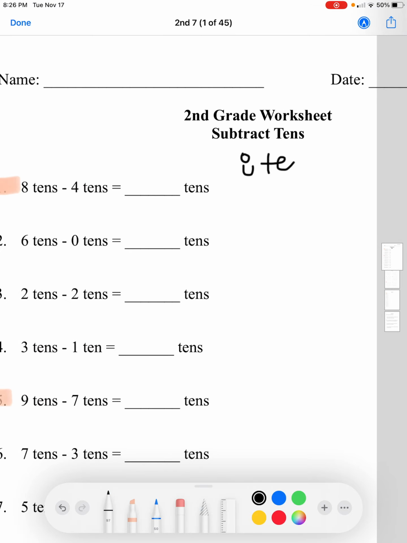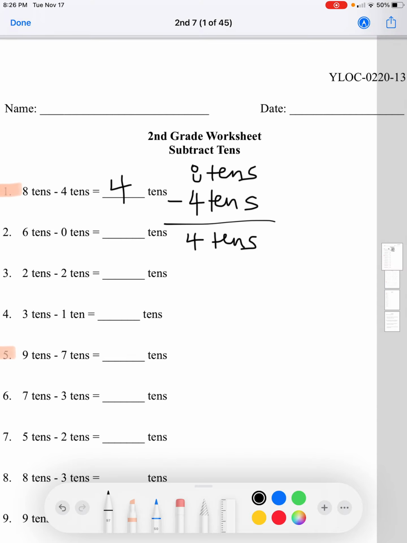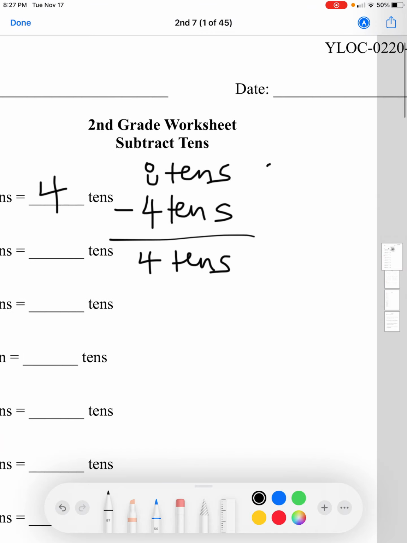8 tens minus 4 tens. And we know our units is going to be tens. So all we need to do is subtract 4 from 8. So 8 take away 4 is 4, right? So we have 4 tens. Basically, you can treat this as 8 tens, which equals 80, minus 4 tens equals 40. And then 0 minus 0 equals 0, 8 minus 4 equals 4, right?